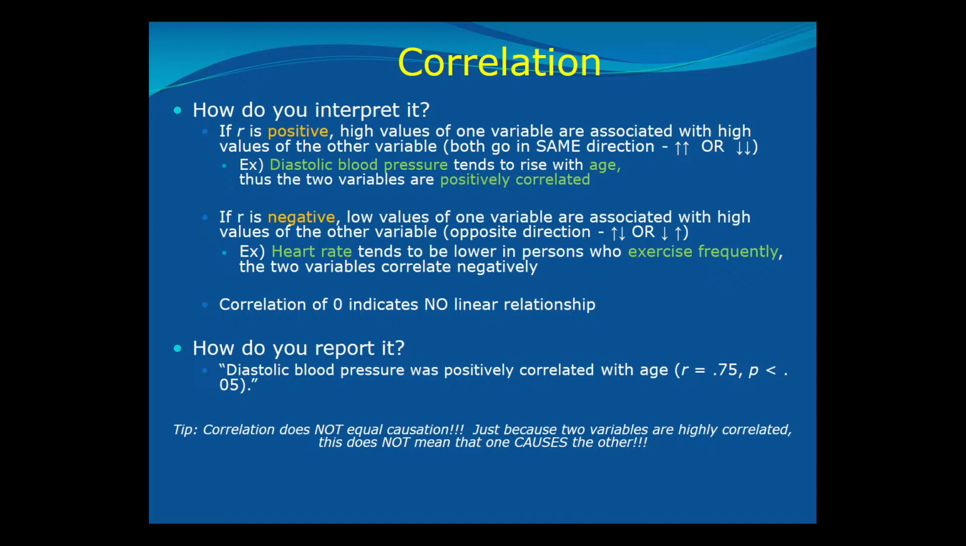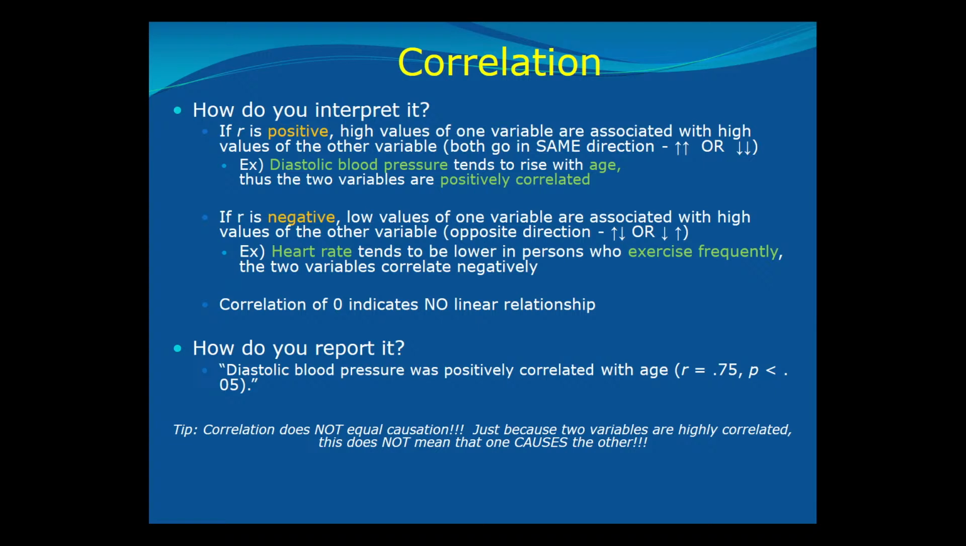If R is negative, low values of one variable are associated with high values of the other variable. So variables go in opposite directions. If one variable increases, the other decreases, or if one decreases, the second one increases. An example of negative correlation is that heart rate tends to be lower in persons who exercise frequently. The two variables correlate negatively. A correlation of 0 indicates no linear relationship.